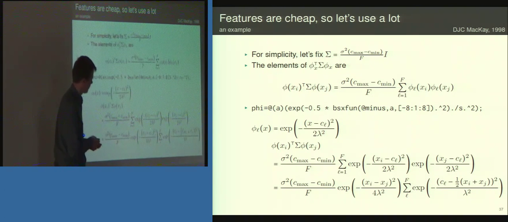So this is a term which does not involve the location of the features. These locations are called C_L. This therefore goes outside the sum. And another term which does involve the C_L, which is inside the sum.